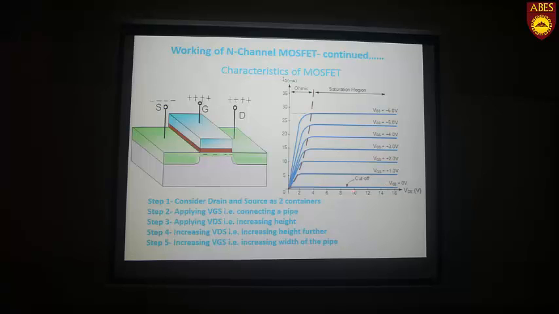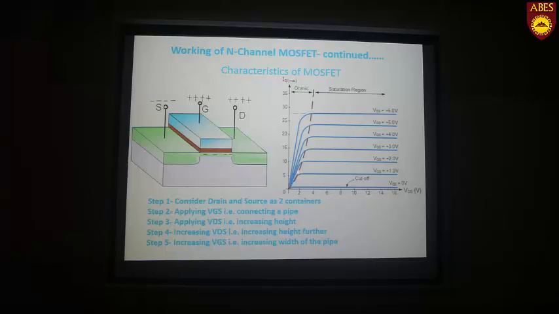This is called the cutoff region: if VGS is 0 volt, there will not be any current flow. This is the current and this is your voltage. So if we keep increasing the voltage VDS at this terminal, current cannot flow because these two regions are not connected. Now if I apply some VGS, say VGS equal to 1 volt, we have seen that with increasing VDS the current will start increasing, and more electrons will flow from here to here as we increase VDS.